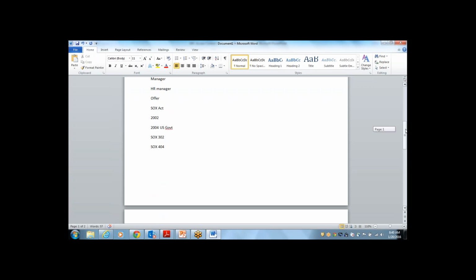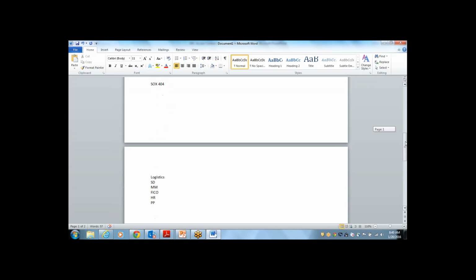Now the US government is following SOX rules. If the US government is following SOX, and if you take India, what is the act we follow? Any idea? Anybody?